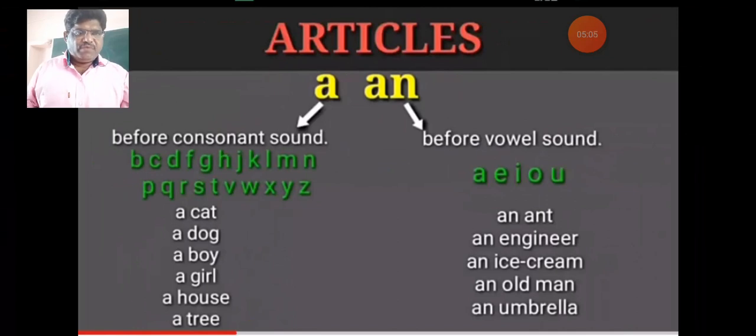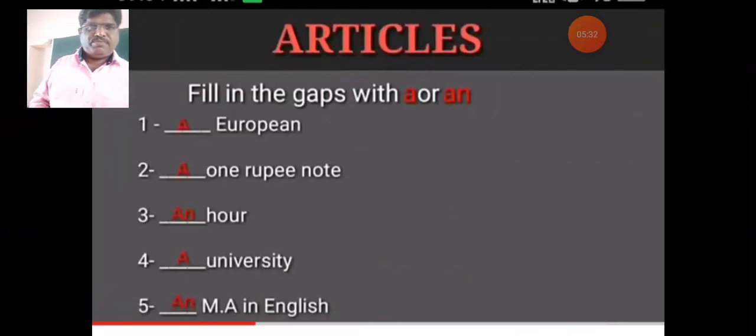Then vowel sounds: an ant, an engineer, an ice cream, an old man, an umbrella. So an is used when the word begins with a vowel sound. Engineer begins with a vowel sound, ice cream begins with a vowel sound, old man begins with a vowel sound, and umbrella also begins with a vowel sound.